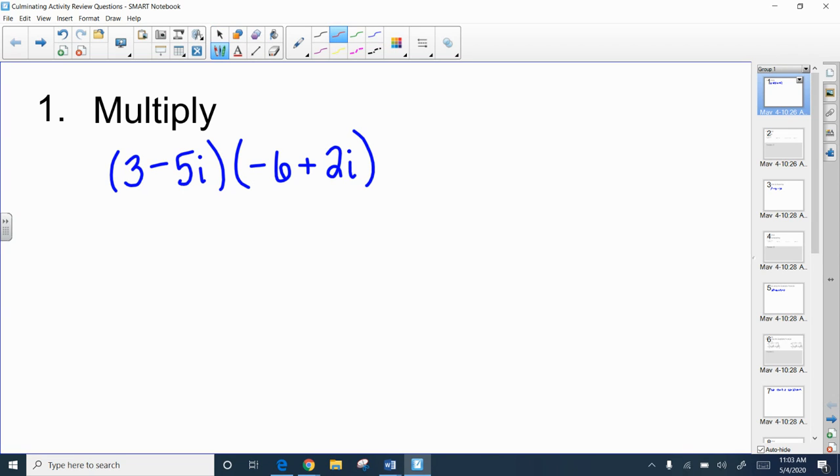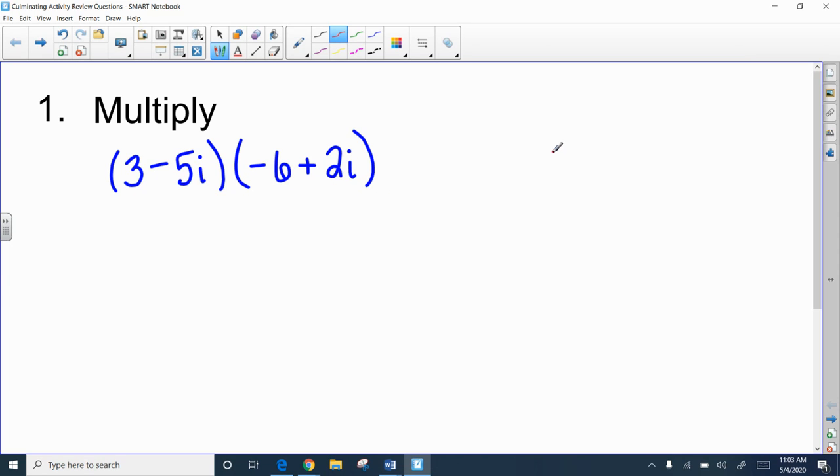So number 1 is to multiply 2 complex numbers. So we're trying to multiply 3 minus 5i times negative 6 plus 2i. We're going to distribute or FOIL this. You could also use box method. But the one thing we're going to have to remember here to simplify is that i squared is equal to negative 1. Let's go ahead and set this up with box method.